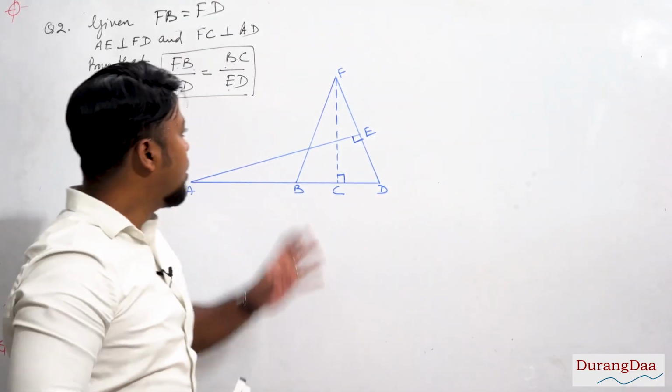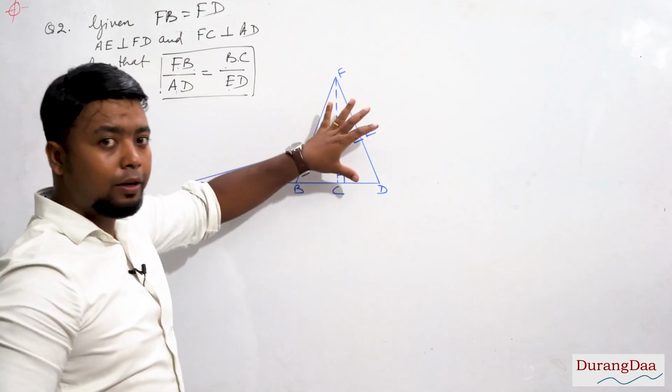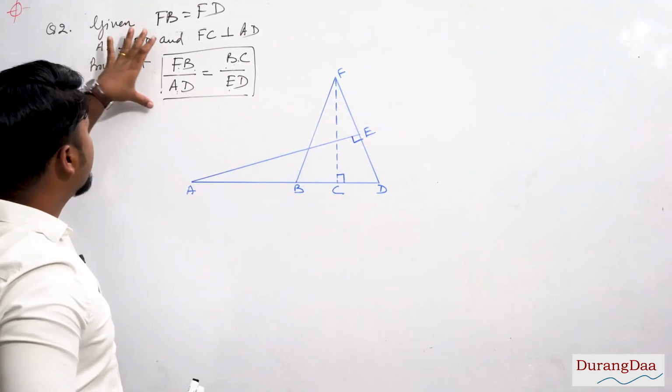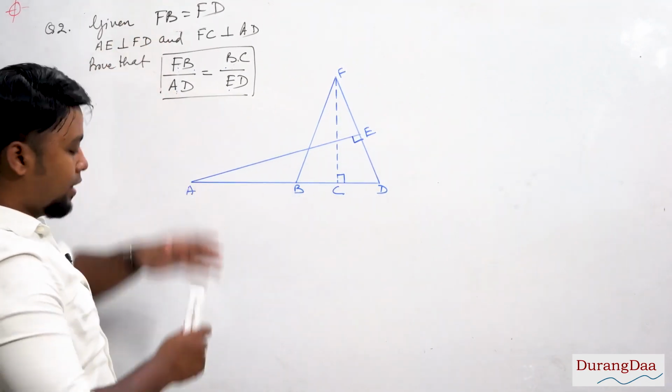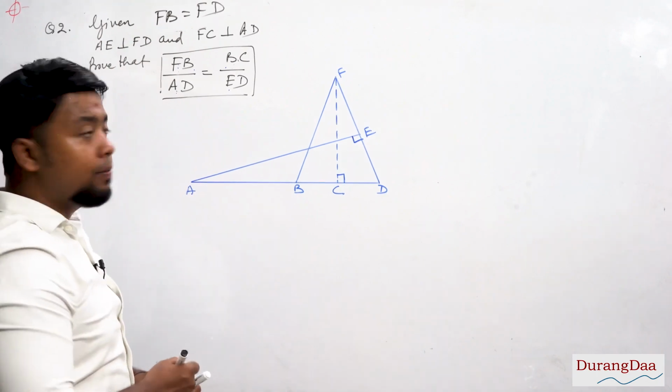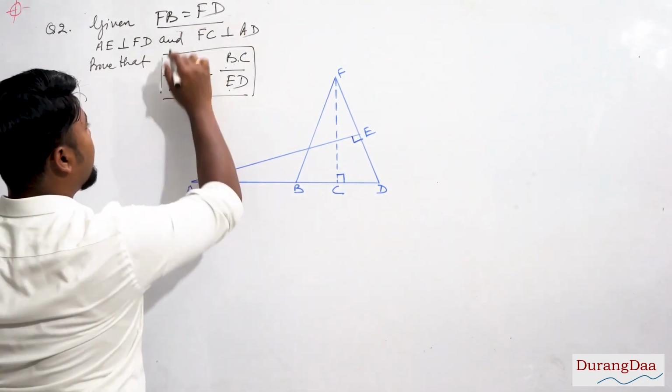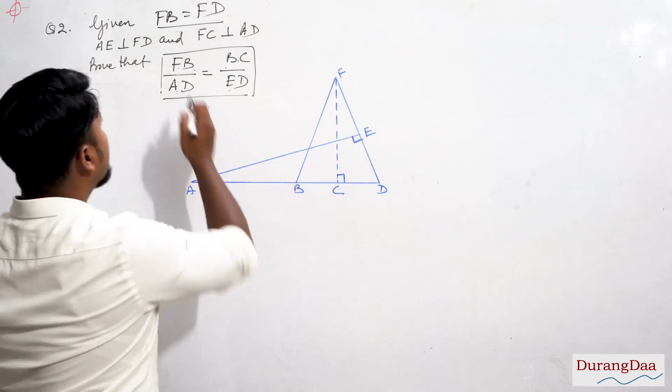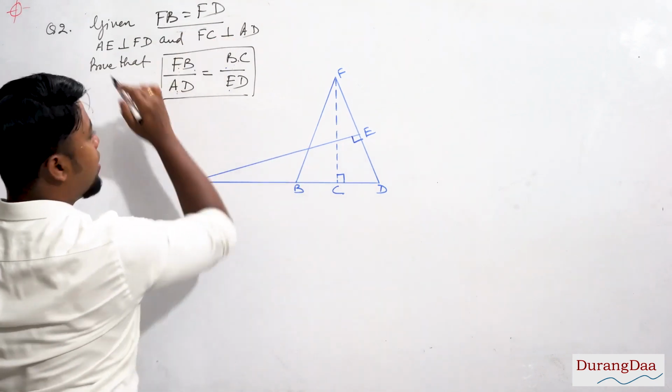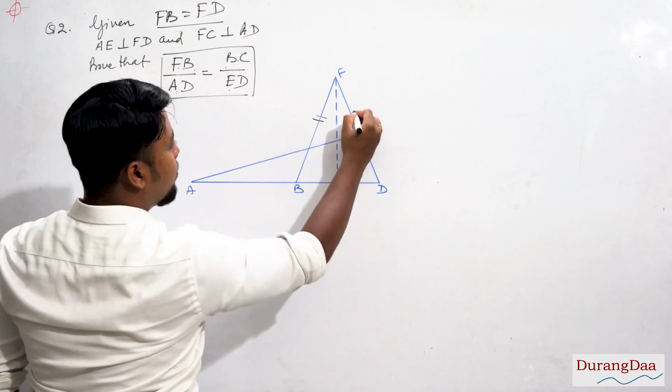As you can see here, a figure has been provided, and the following information has been given. As I told you in the previous question, whatever things are provided, you just label them in the figure. So it is given here FB is equal to FD.